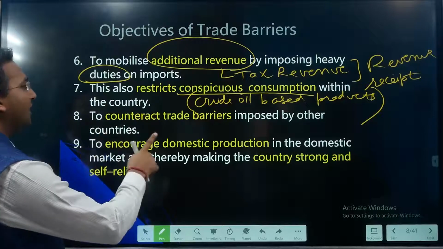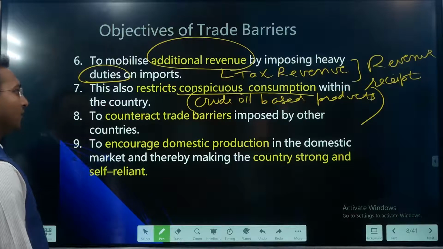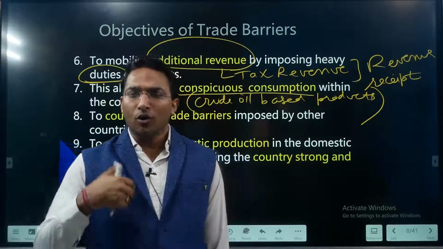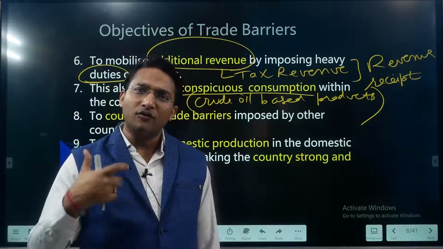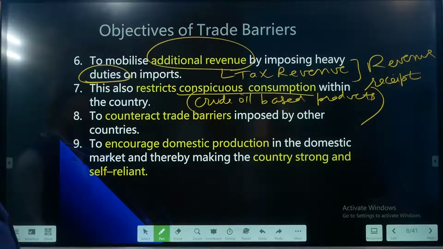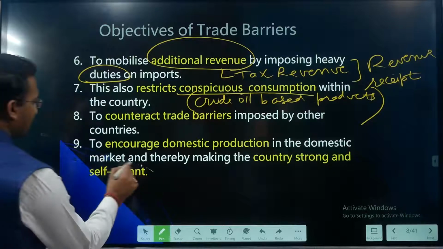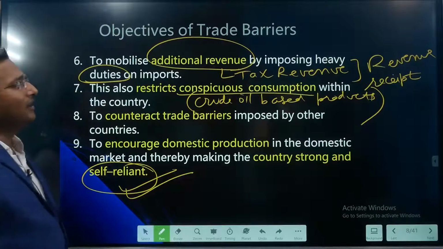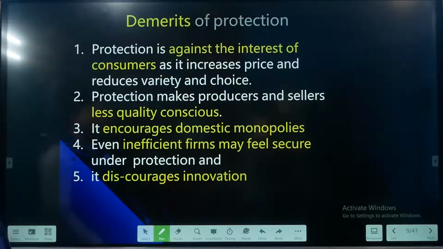To counteract trade barriers imposed by other countries. So other countries might also put some kind of trade barriers. To counteract them, we might also have to put some kind of barriers. To encourage domestic production in the domestic market and thereby make the country strong and self-reliant. So self-reliance is also one of the basic objectives behind the trade barriers.